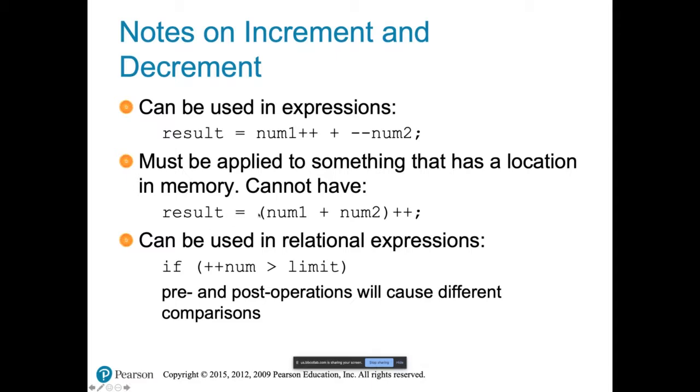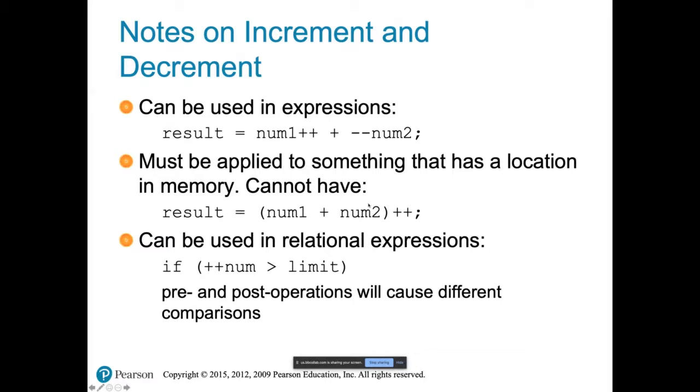So with num1 and num2, you can increment num1 and num2, but the summation of num1 and num2 does not have a memory address. It's in RAM, but it doesn't have a memory address the way num1 and num2 do. So you can't increment this. After you assign num1 plus num2 to result, you can later increment result, but you can't increment a summation because it doesn't have a memory address.